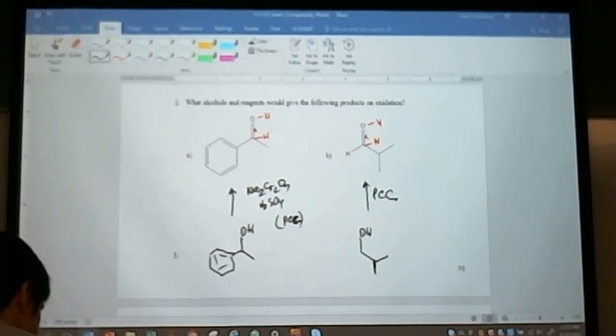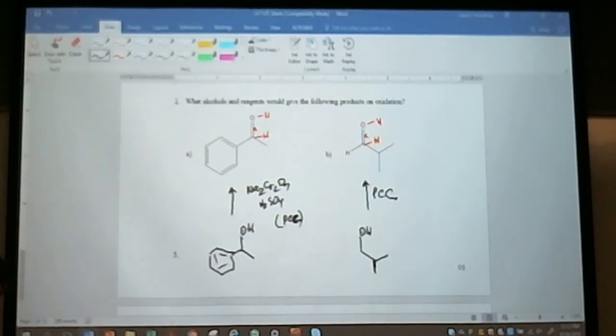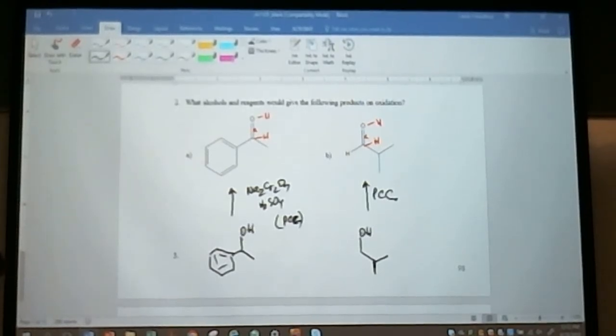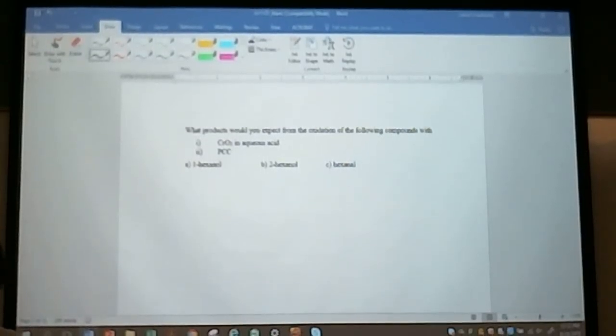Okay? A lot of what we're going to do is this thinking backwards. Here's the product. How do we make this product? So we need to get used to the thinking backwards, the retrosynthetic analysis. Okay? Okay, we're going to leave this here. We're going to start on problem 3 next time.